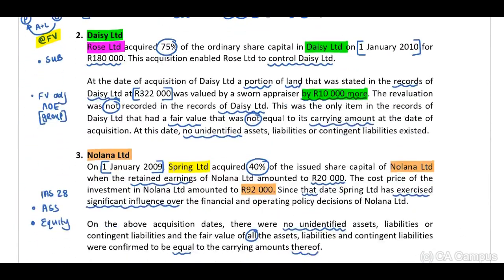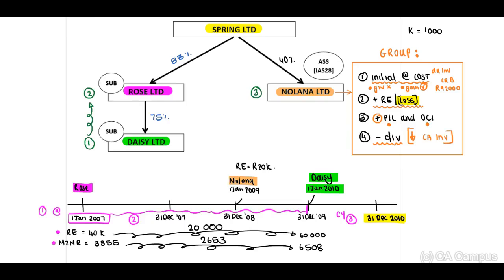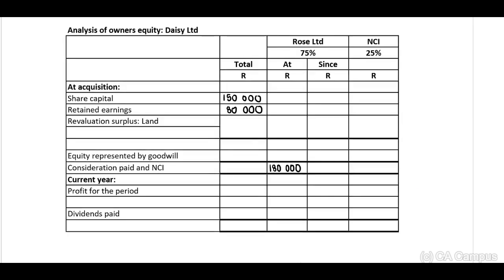Number 2, Daisy Limited. We now need to complete our analysis of owner's equity of Daisy. Rose acquired 75% of the ordinary share capital in Daisy on 1 January 2010. Therefore, again guys, when you look at our timeline, on 1 January 2010, we will only have to include 1, our at acquisition period, and 2, our current year period in our analysis of owner's equity.